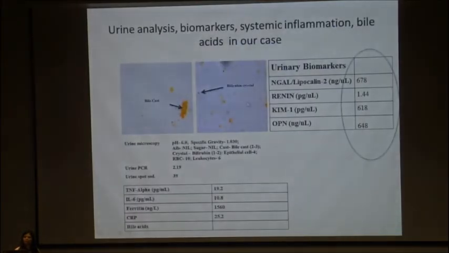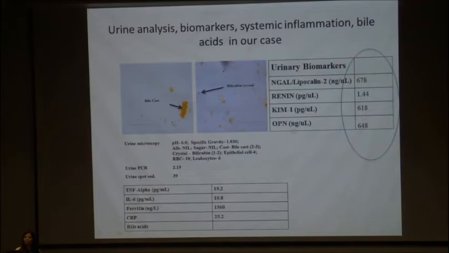Now let's go back to our patient. This patient also had bile cast. We can see here the bilirubin crystal, and the urine biomarkers in this patient, the renin level was 1.4. The NGAL was below 1000. So this patient met the diagnostic criteria for colemic nephropathy also based on the biomarkers.